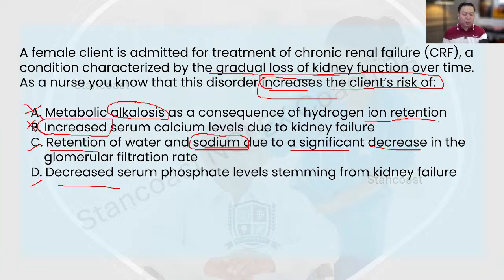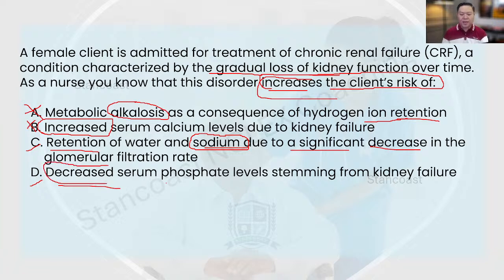So for example, we have letter A and D. This can be easily eliminated because in chronic renal failure, typically the patient will end up with metabolic acidosis, not alkalosis, okay? And then you're also going to eliminate letter D. It's because it said decreased.